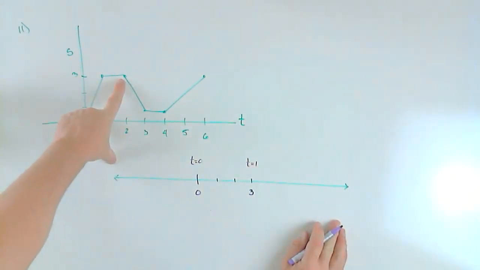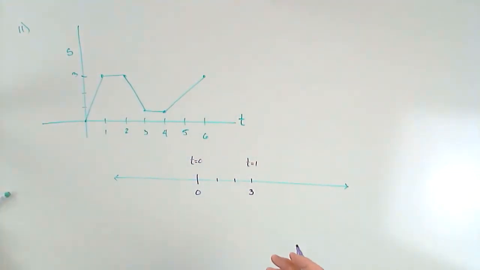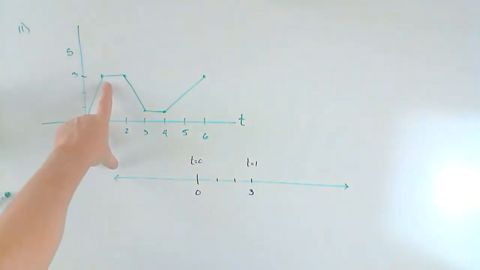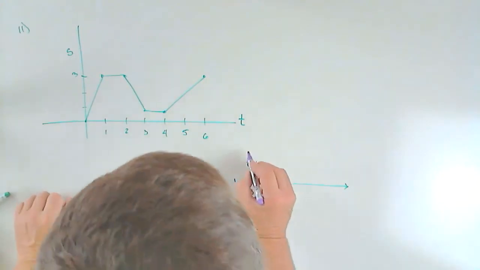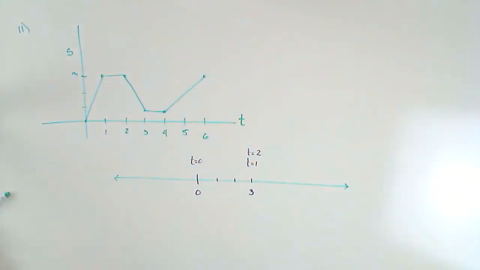Now at t equals 2, this is a horizontal line. We haven't changed position. So our particle has been sitting at position 3. We're still sitting here at t equals 2. We're still at position 3.